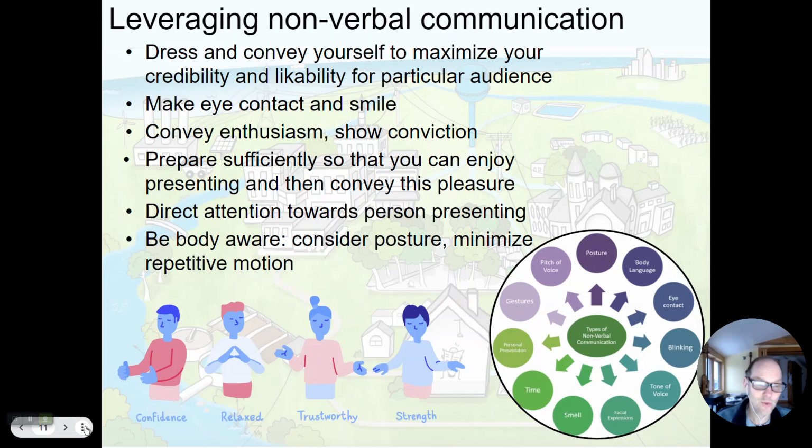And in general, you want to be body aware, consider your posture, and minimize repetitive motions. This is actually particularly challenging for inexperienced presenters, because you'll have a tendency, because you're nervous, to be tapping your foot or doing some sort of repetitive motion that is maybe at some level calming to you, but it's distracting to the audience. So you really want to think carefully about your body movements and not allow them to distract people from the information you're conveying.